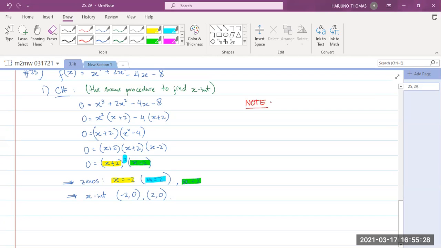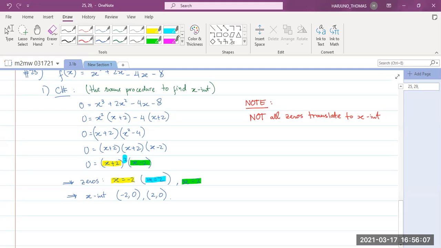I mentioned this in yesterday's lecture. Let me mention that again here. Note, not all zeros translate to x-intercepts. So far that's what we see, but that's not true. Not all zeros become x-intercepts. All x-intercepts must come from zeros, but not all zeros come from x-intercepts.